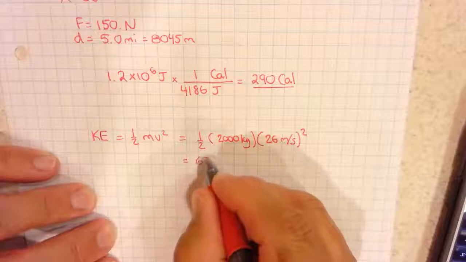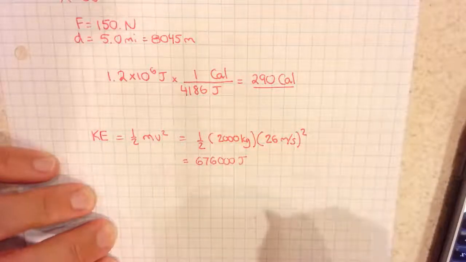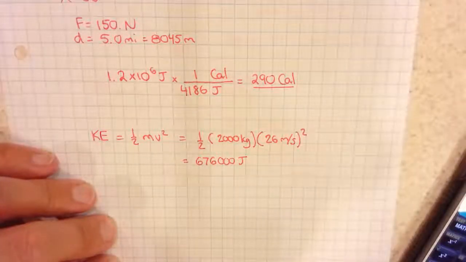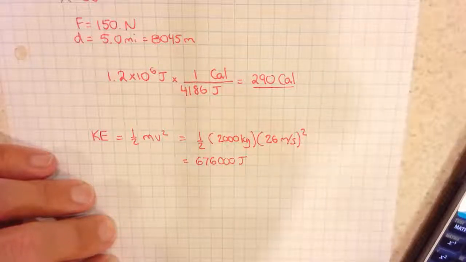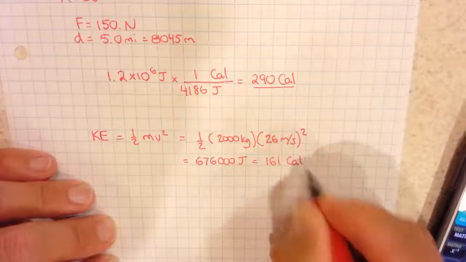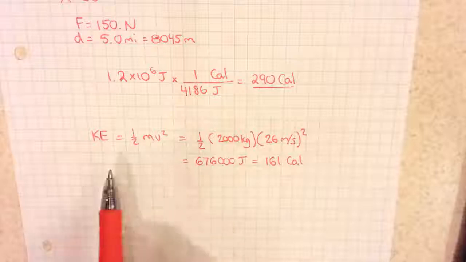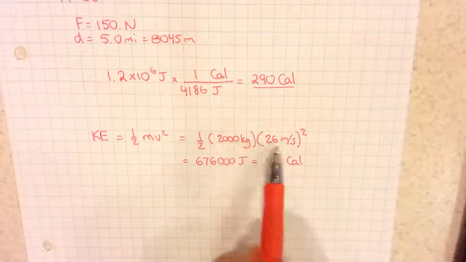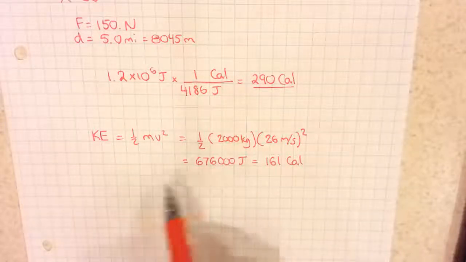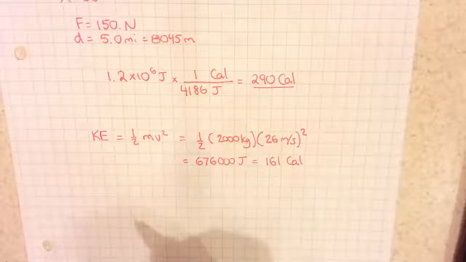I get about 676,000 joules, which again, if I want a comparison, I can convert that quickly to calories, and figure out that's 161 calories. So it takes 161 calories of energy, of gasoline, to get a car that's 2,000 kilograms going 26 meters per second, that velocity. So that's an example of how you might calculate the kinetic energy of something. It's 1/2 the mass times the velocity squared.